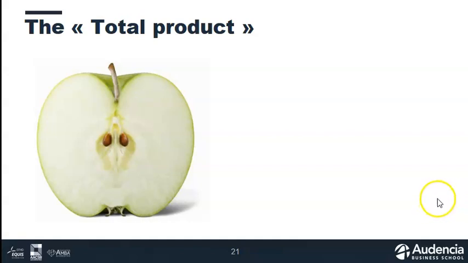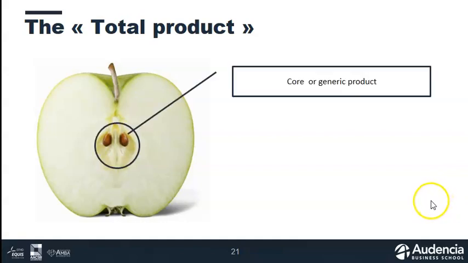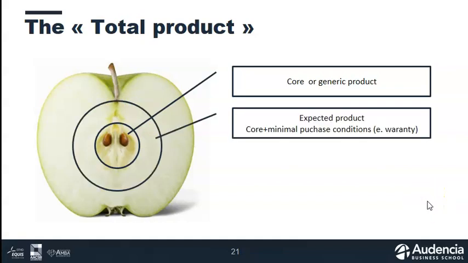Now, this is all linked to what we call the total product. And the total product concept is pretty basic. When you buy something, let's say you're buying a cell phone, well, there's the core or generic product. It's something I want to pick up, I want to be able to make a phone call with, and it serves a purpose. The expected product today is something a little bit more. When I buy a cell phone, I expect it not only to provide me with the ability to make a phone call, it also offers certain features expected. It's the minimal purchase conditions.